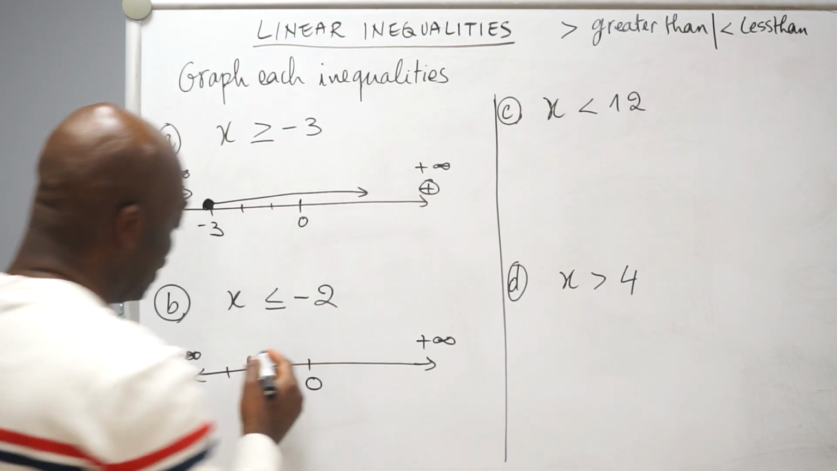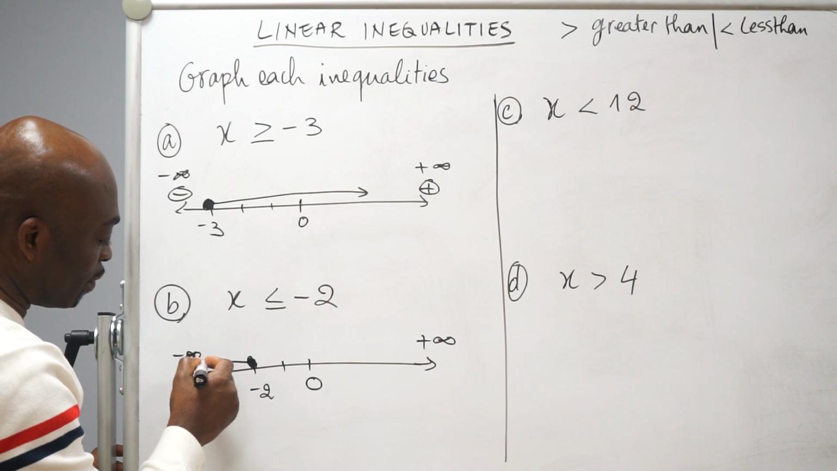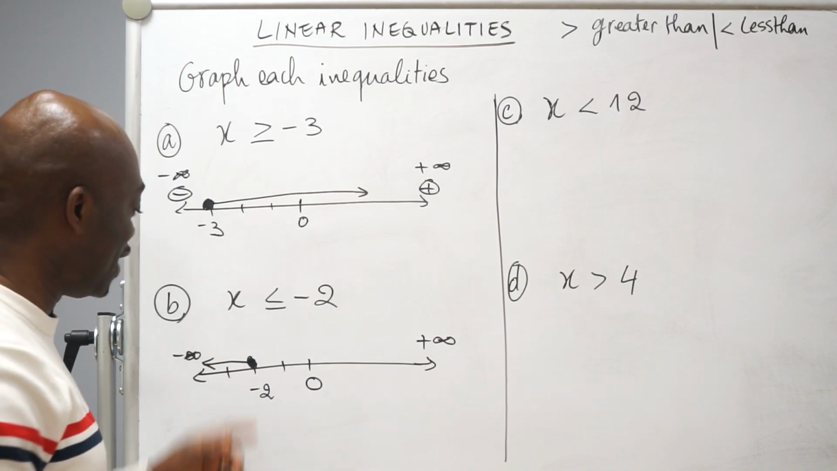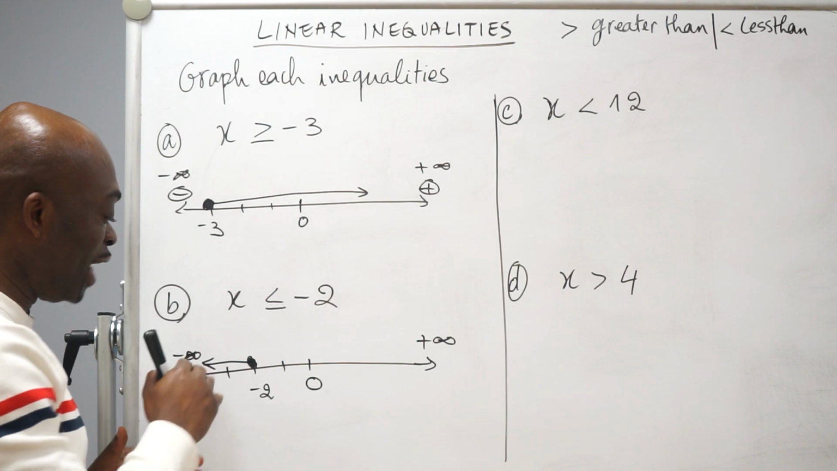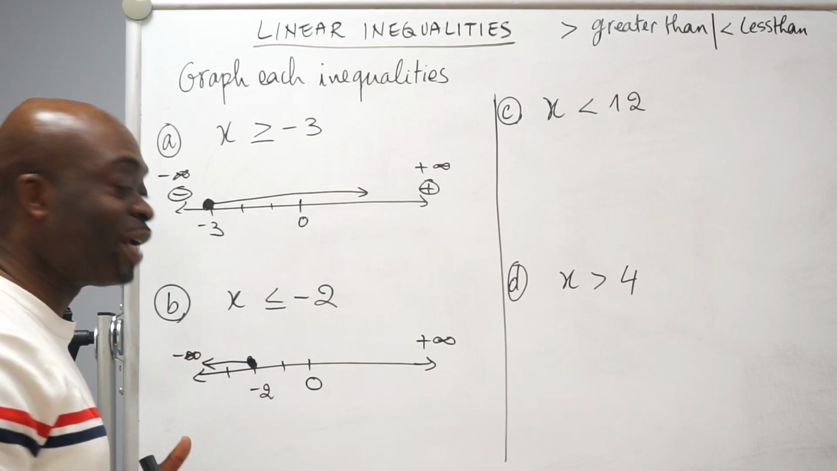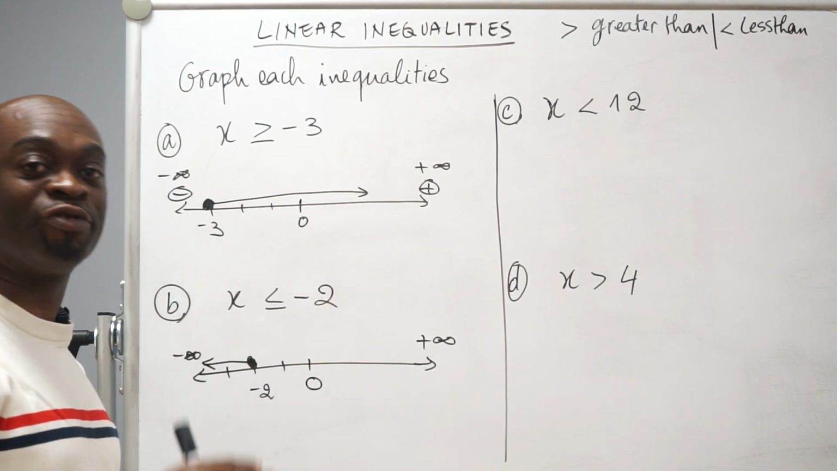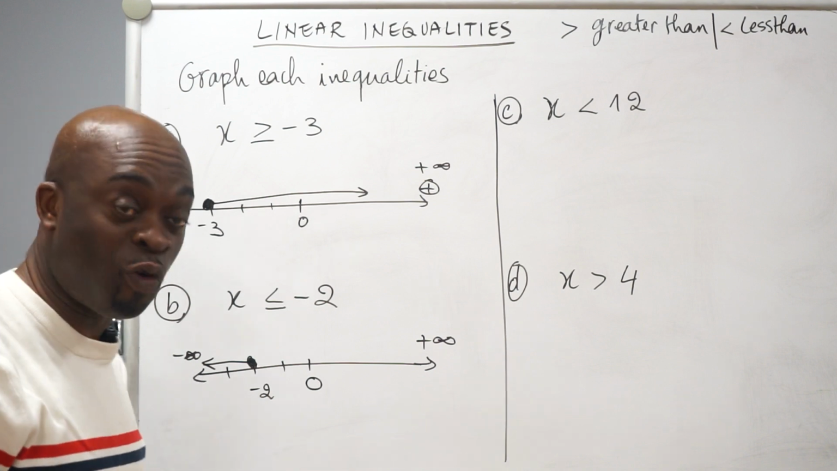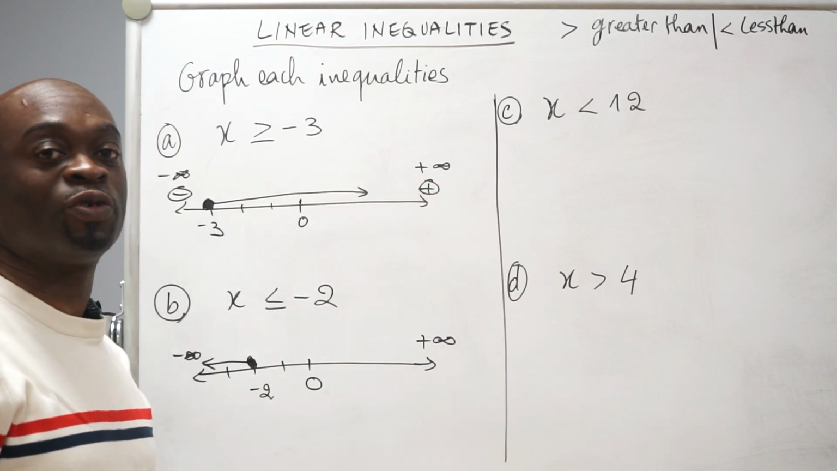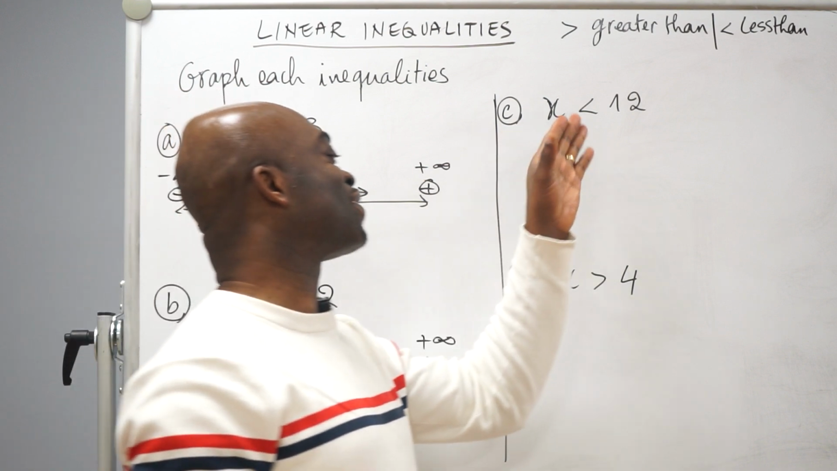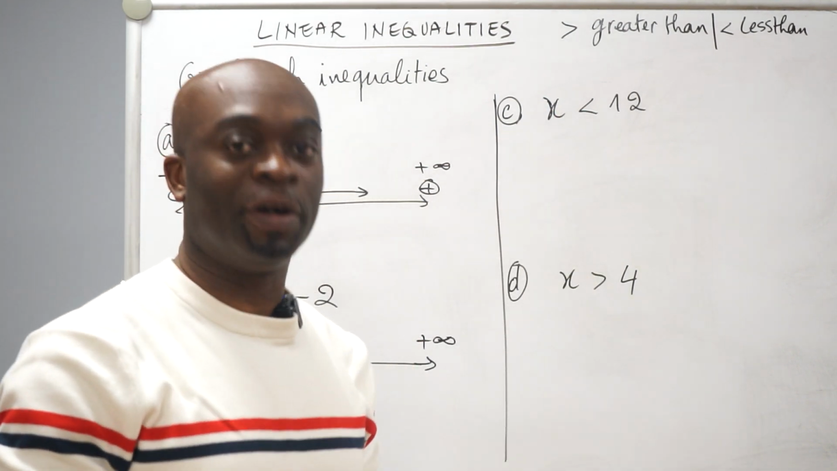So your arrow is going to the left as well. Here is where all the answers are. That means you have -3, -4, -5, -100, -20, and so on. All right, so this is it. Now we go to C here. We have x less than 12.